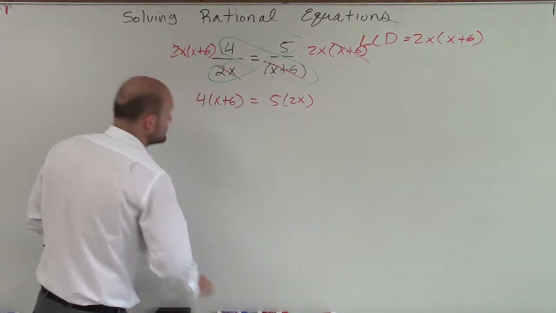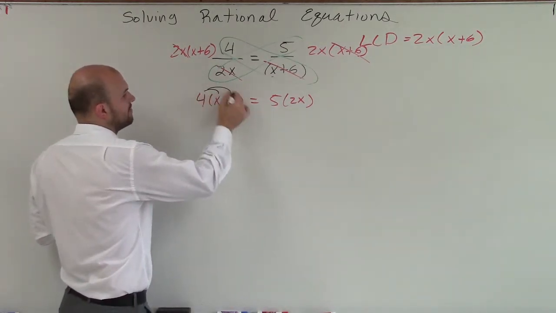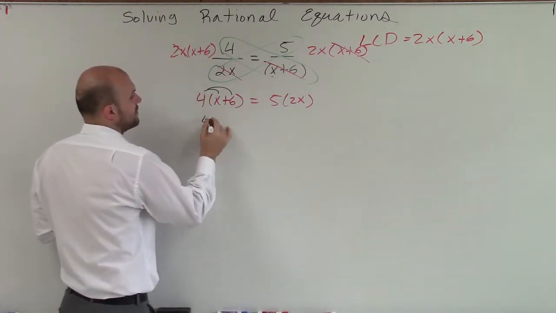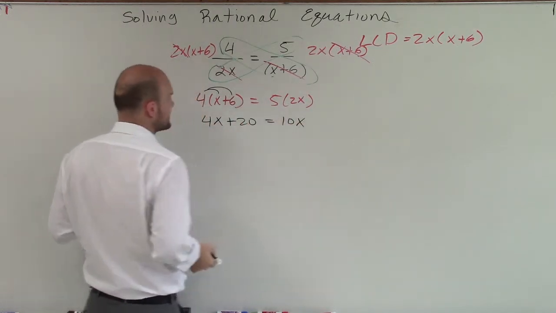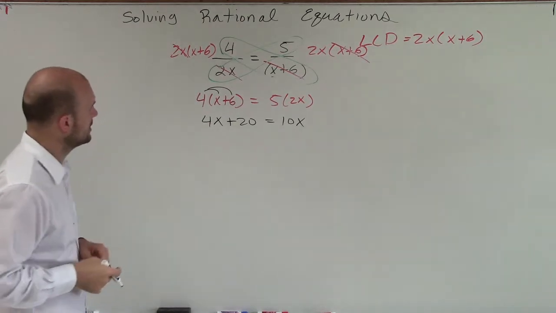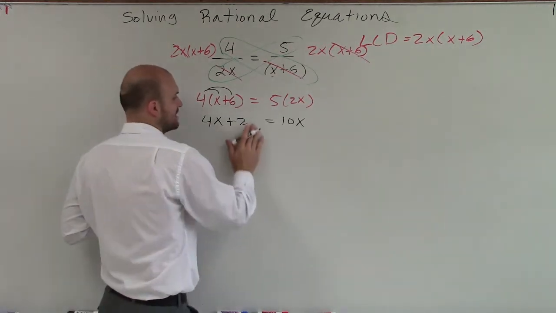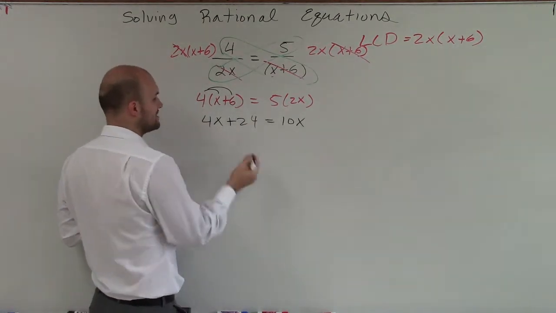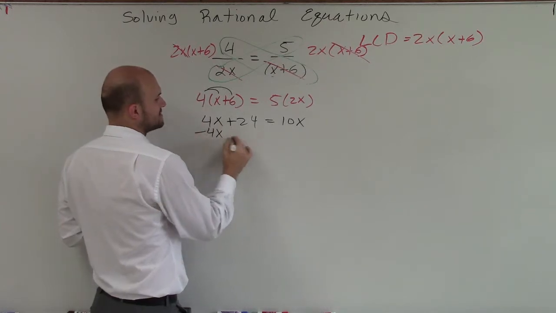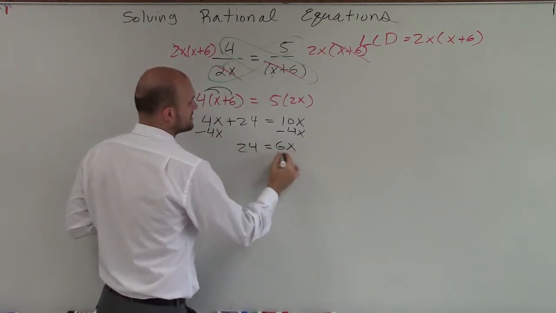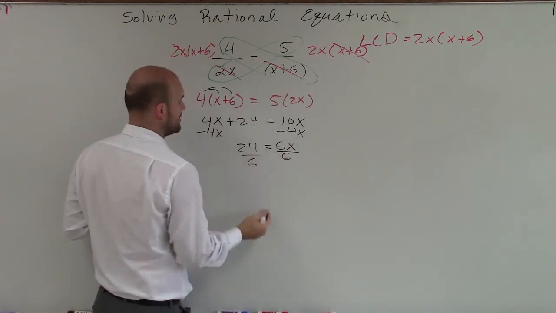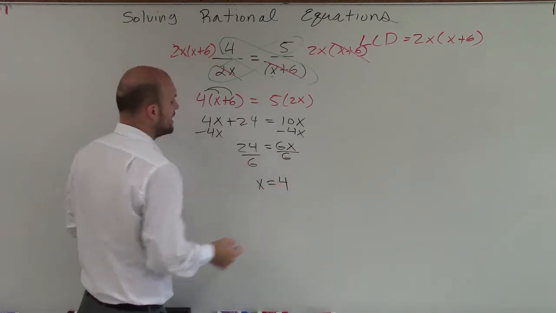So now I just need to apply the distributive property. So therefore, I get 4x plus 20 equals 10x. Oh, 4 times 6 is not 20. That is definitely 24. So now I'll subtract the 4x to get the x's on the same side, and I'm left with 24 equals 6x. Divide by 6, divide by 6. x equals a positive 4.